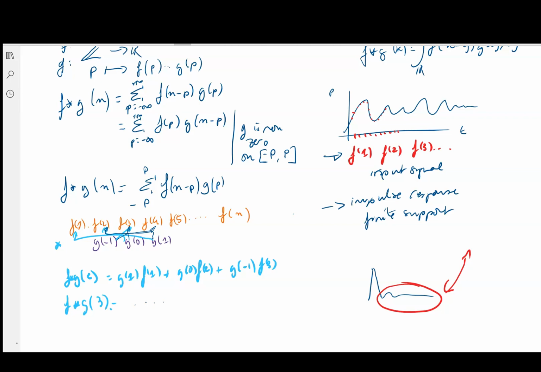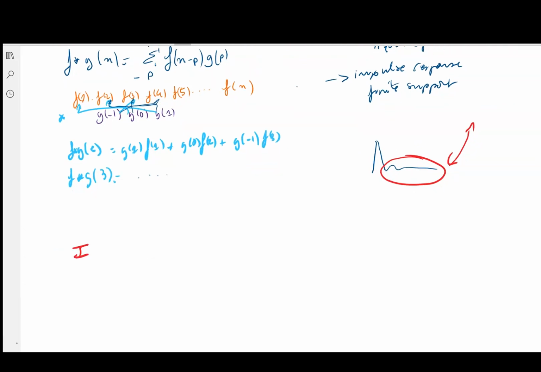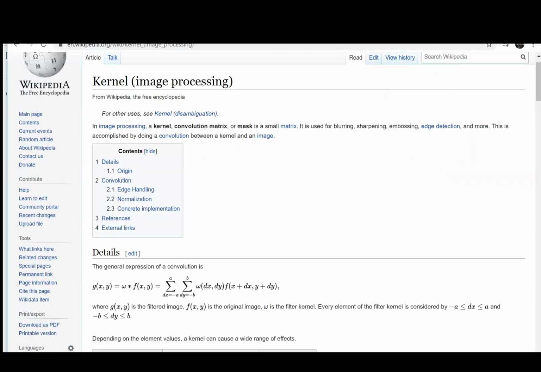Okay, so you get what this convolution is doing and how we can use that for digital signal processing in one dimension. The next thing we are going to look at is images, and that's something that we can do during the tutorial. So let's have a look at this Wikipedia page, which is called kernel image processing.